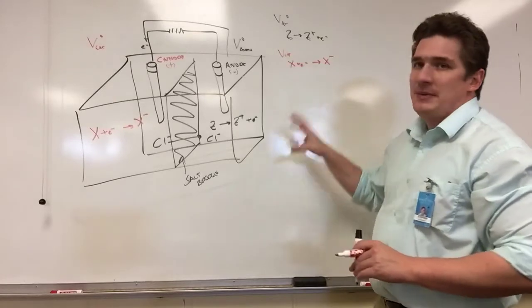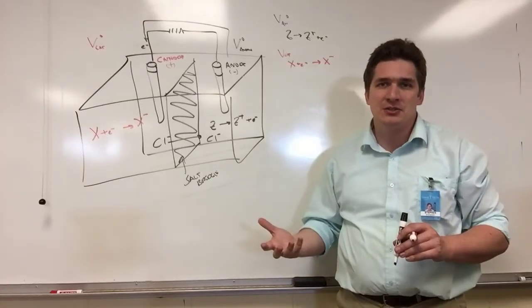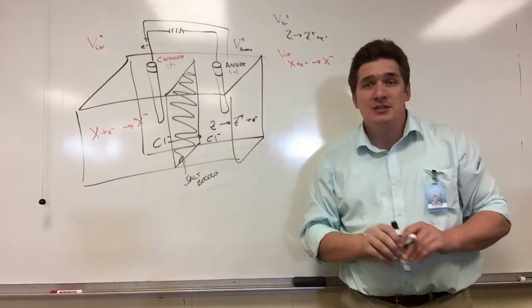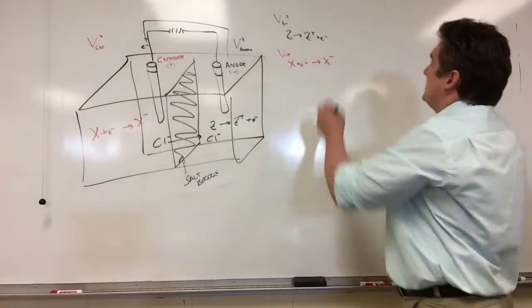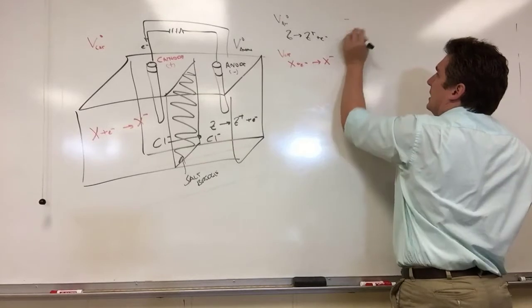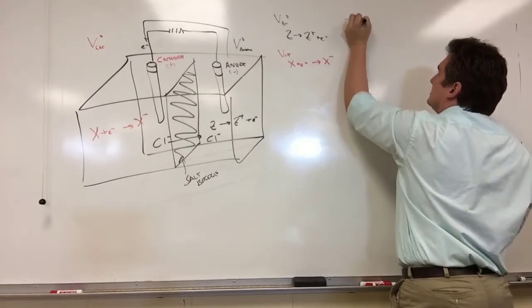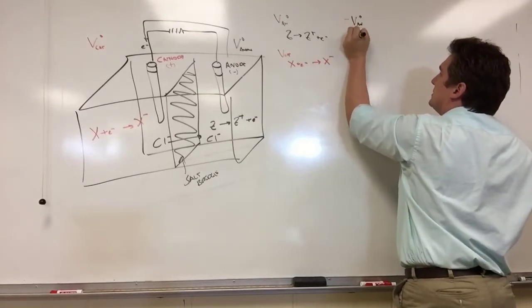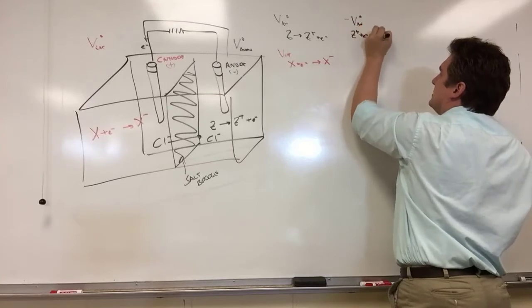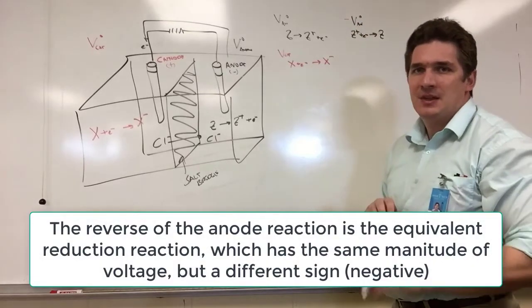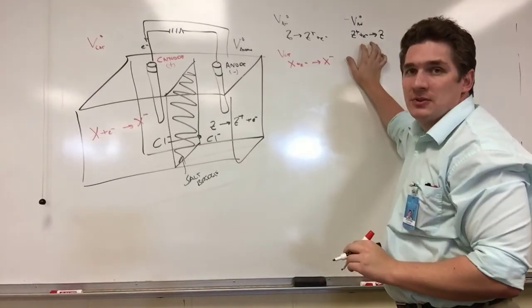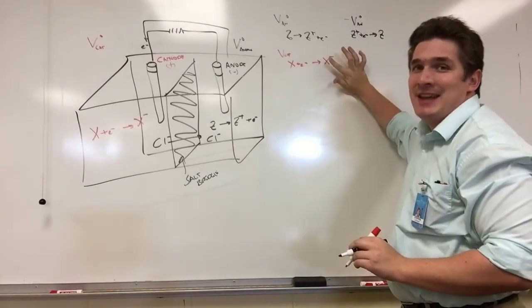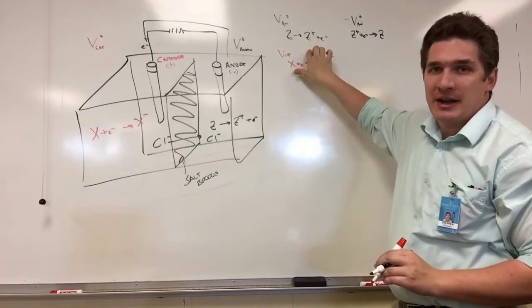So how do we go from these tables of reduction to values for oxidation? It's surprisingly easy. All we do is we take the negative of it. So if we take the negative of this reaction, we'll get Z plus plus e minus goes to Z. So this here is a reduction reaction. So if we know the voltage associated with this, if we just take the negative of it, we'll get the voltage of this reaction.